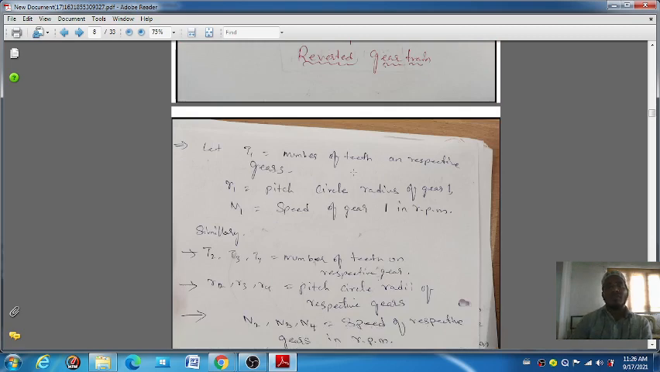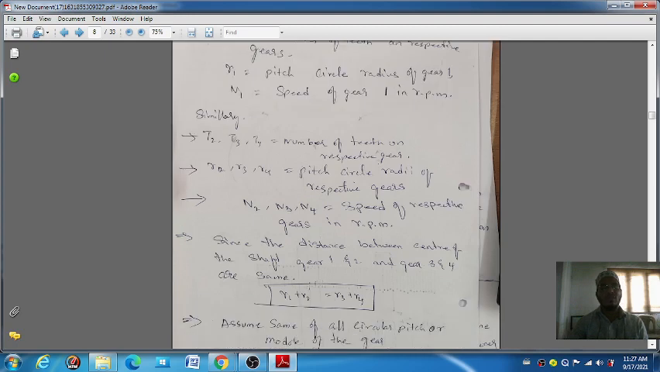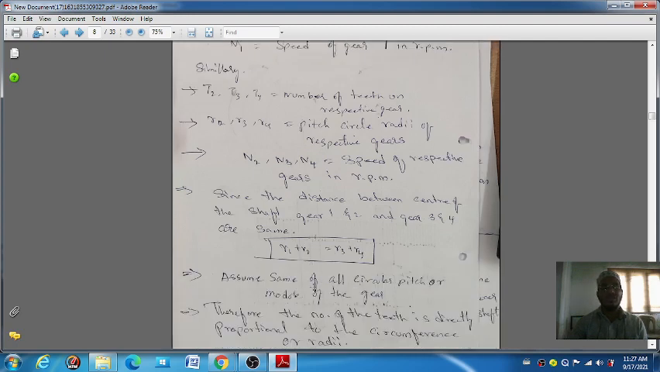You know very well, T1 is the number of teeth of the gear, R1 is the pitch circle radius of the gear, D1 is the pitch circle diameter, and N1 is the speed of the gear. Similarly T2, T3, T4, R2, R3, R4, and N2, N3, N4 you will get, if the question asks, because this is a derivation.